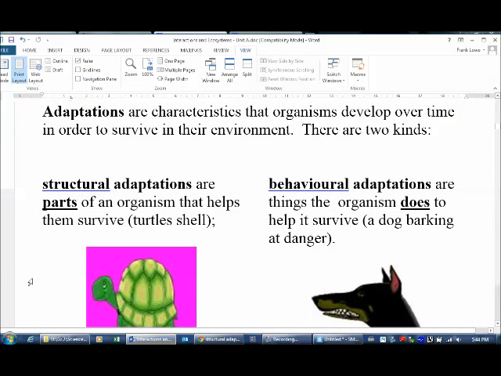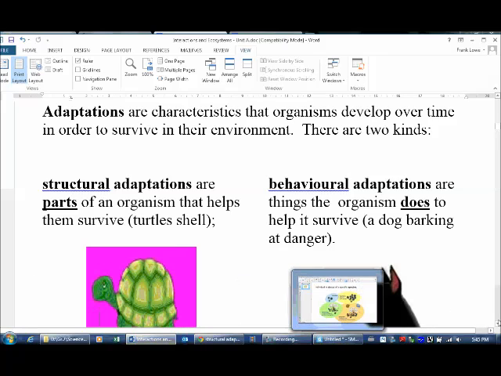The last part of section 1 in this unit is about adaptations. Now, adaptations are any kind of characteristics that an organism has developed over time that allows it to survive. So adaptations are all about surviving and doing well in whatever environment you happen to find yourself in. There's two kinds of adaptations that we're going to talk about. That's structural adaptations and behavioral adaptations.